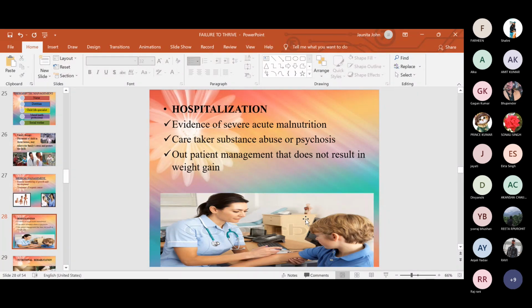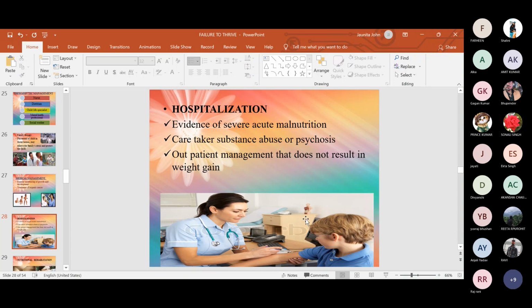But what can be the signs and symptoms of severe acute malnutrition? It can be any: if the baby or infant is not interested in food, or has a lack of interest in appetite, loss of appetite will be there. They will be irritable all the time, maybe tired, they will have loss of fat or no fat at all, or else they will be depressed.